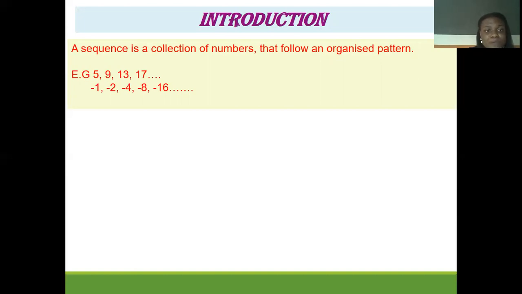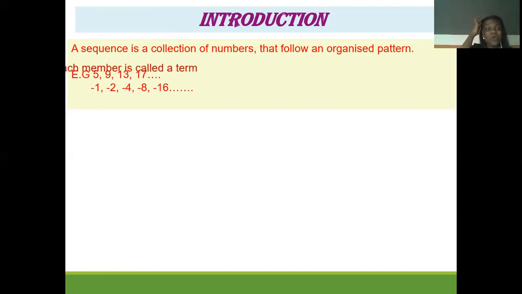-1, -2, -4, -8, -16. Can you figure it out? Okay, let me tell you, you should have been able to think of something. But let me tell you the answer. It's a multiplication of 2. -1 times 2 is -2, -2 times 2 is -4, -4 times 2 is -8, -8 times 2 is -16, and on it goes.